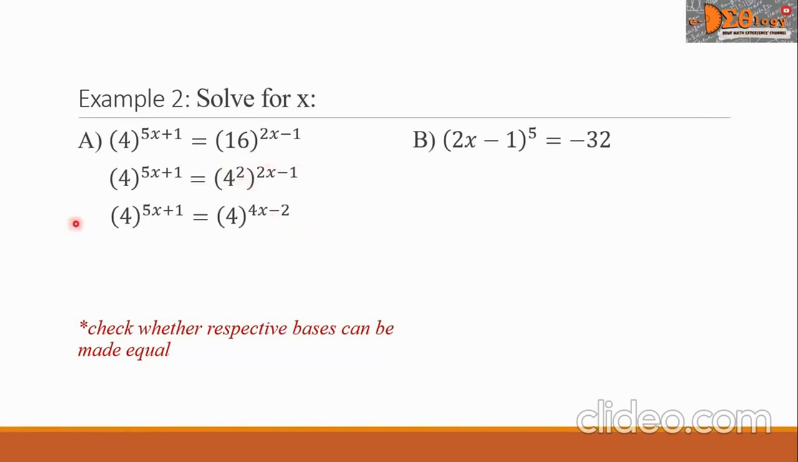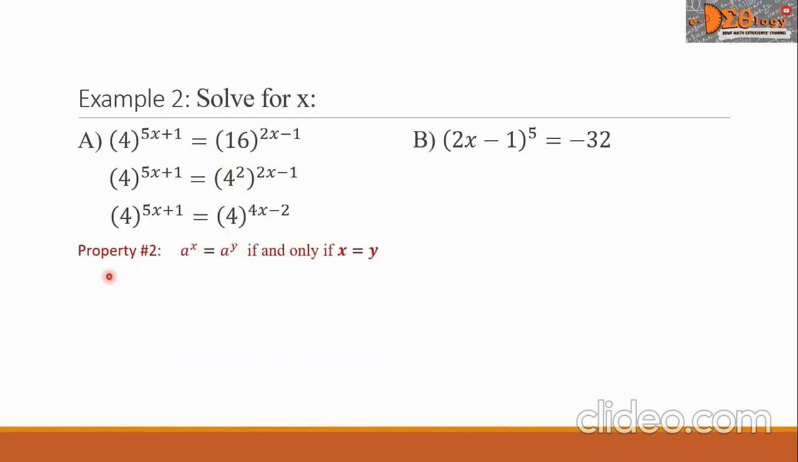On this line, we can see that the bases are now equal. And according to property number 2, a raised to x equals a raised to y if and only if x equals y. It means to say we can copy the exponents 5x plus 1 in here and equate that with the exponent of the right side, 4x minus 2. And from here, we will solve for x.